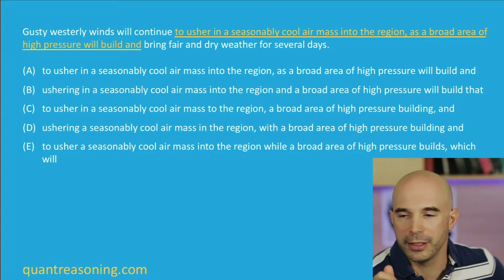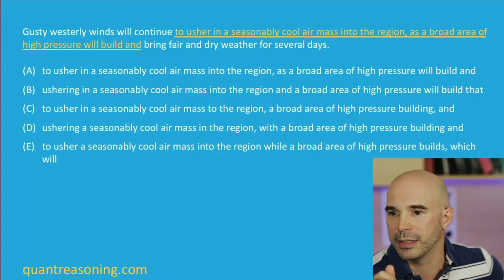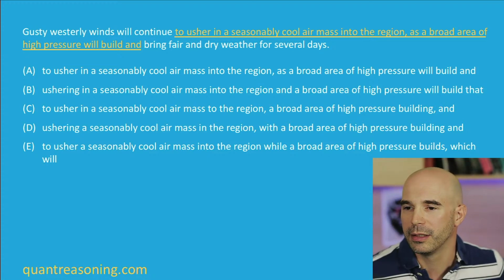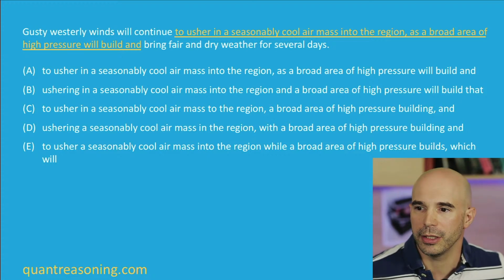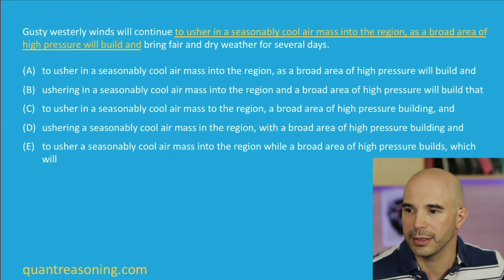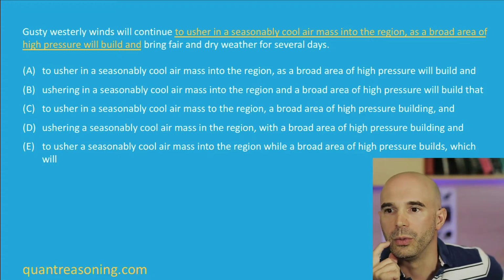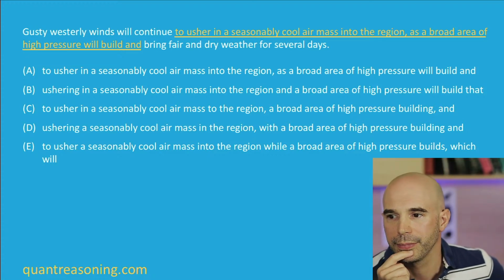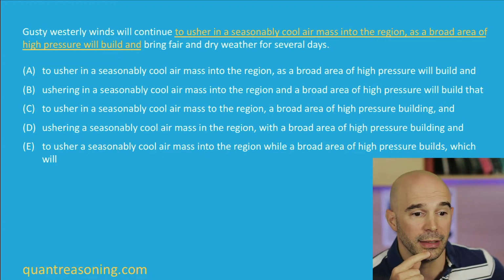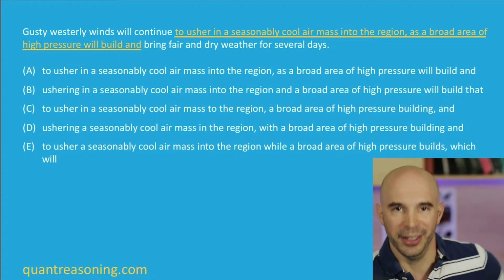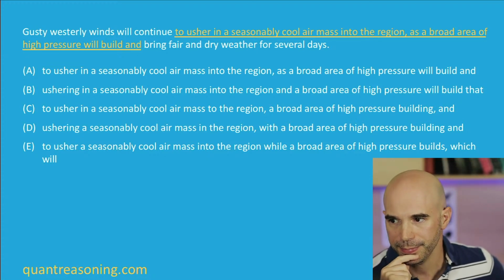And E doesn't have the redundancy because it doesn't have the word "in" earlier on. It just says gusty westerly winds will continue to usher a seasonably cool air mass into the region. The word "in" isn't in there the way that it was in A and B. And "usher into" is not redundant. "Usher in into" is redundant.